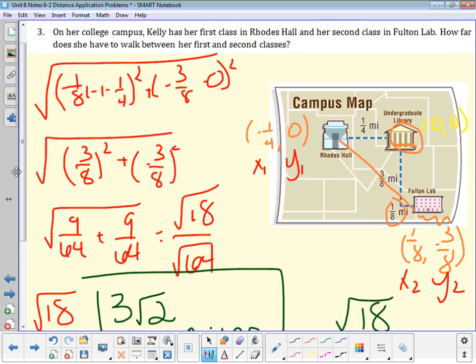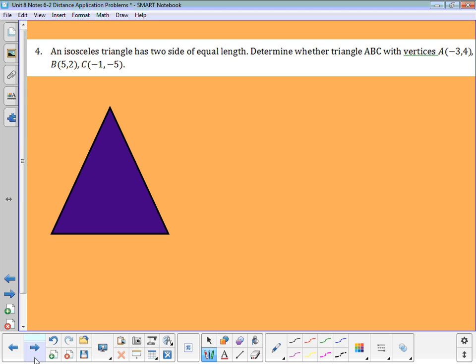So again, you're going to be doing similar problems based on your notes. So keep the note sheet out while you're doing this. Let's take a look at number 4. So we just need to label these sides. So I'm going to say A is point -3, 4. B is 5, 2. And C is point -1, -5.